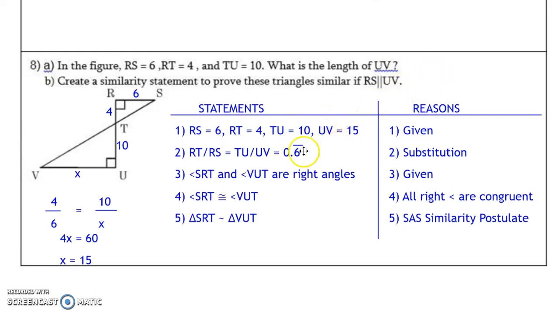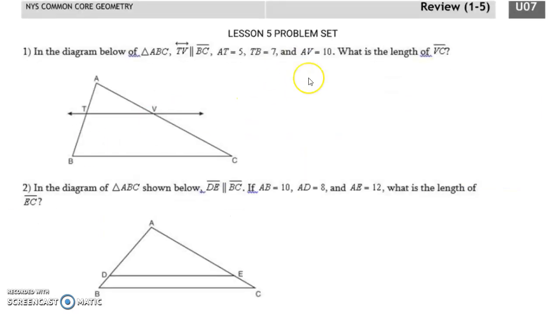Anyway, here's the proof. It's a very simple 5-step proof. One thing that you should remember is this right angle thing. If two angles are right angles as they are given in the diagram, then they're equal to each other, or I should say congruent to each other. All right, so this should have been it for lesson 4. Let's move on to lesson 5 problem set.